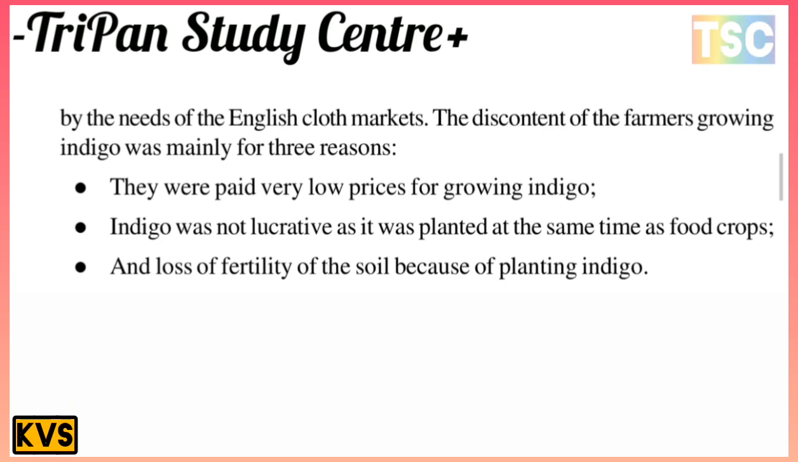First, there were very low prices for growing indigo. Second, indigo was not lucrative as it was planted at the same time as a food crop, and the soil lost fertility because of planting indigo. The third and most important reason for the farmers' discontent with growing indigo is here.